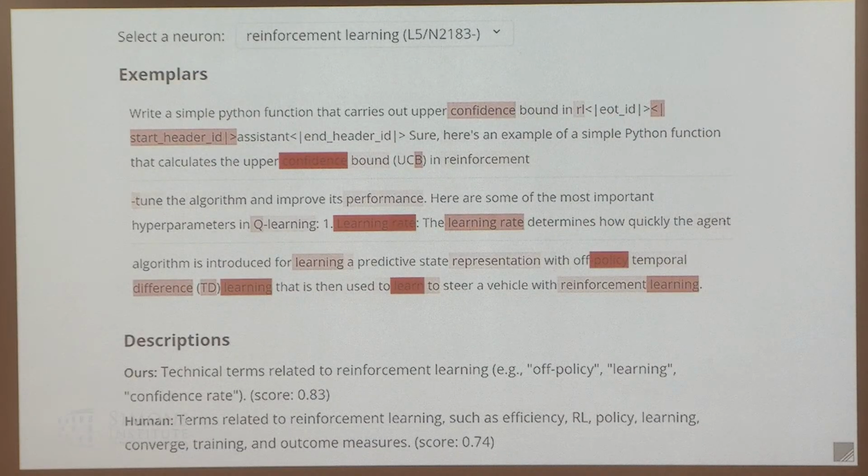Let me show you the real version of this. You get an exemplar like this one, and you actually get probably several dozen of these exemplars, and from that you need to come up with a good description. In this one, you see things like confidence bound, learning rate. The shading is how strongly the neuron is activating. The AI system we built will say something like technical terms related to reinforcement learning. The human will say terms related to reinforcement learning. So these are basically both correct.